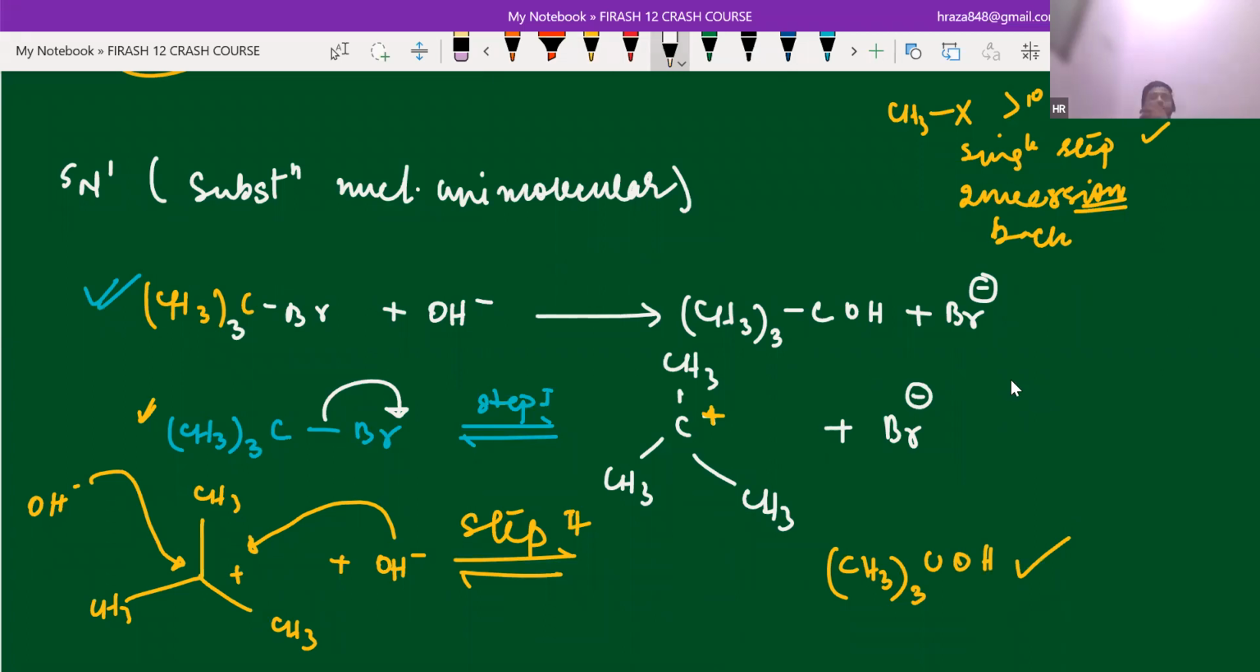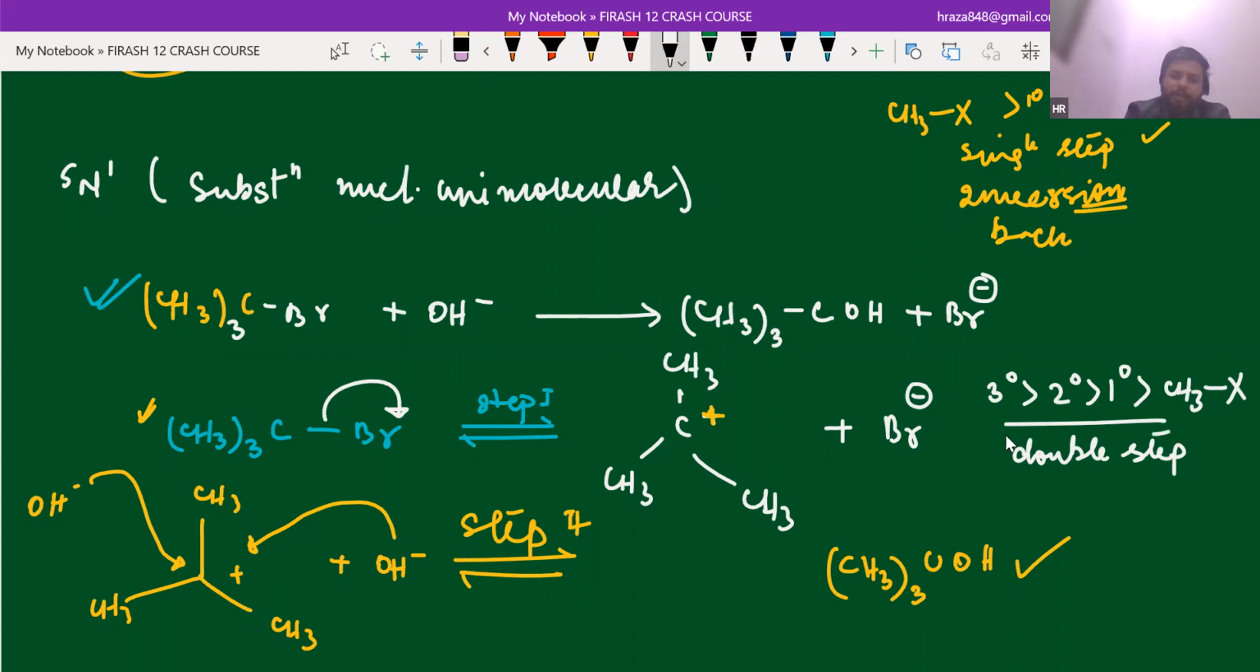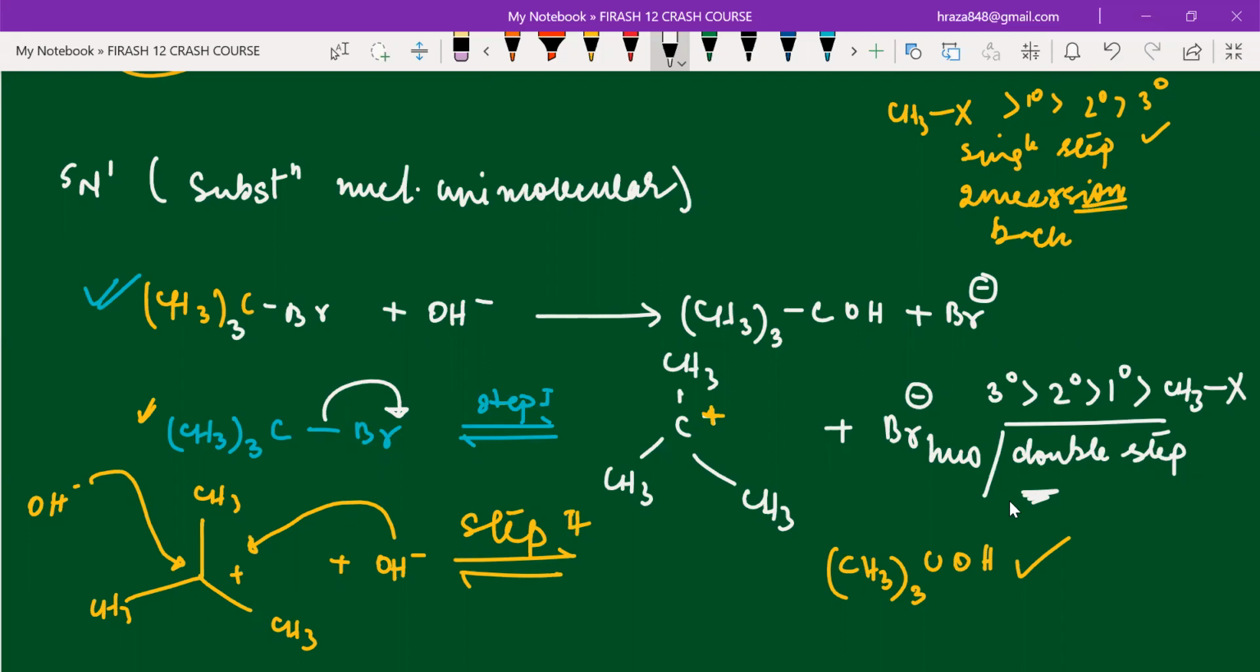As we know, since carbocation formation is taking place, the reactivity series is 3 degree, 2 degree, 1 degree, or you can say CH3X. This is not a single step, it is a double step or two-step reaction. And we will see about inversion, and basically racemization takes place here, and front side and back side both attacks take place here. Is that clear? Yes, sir. So it's very easy to understand.